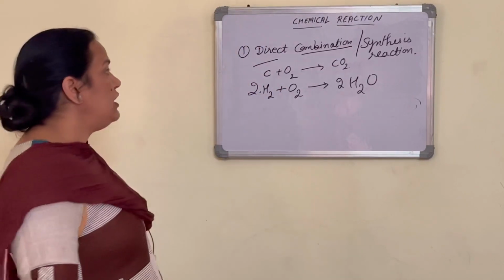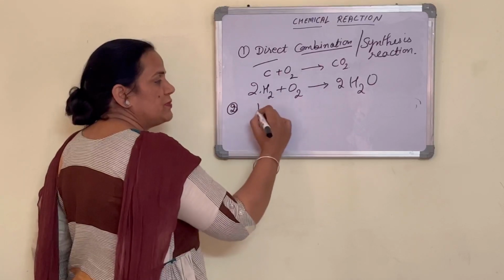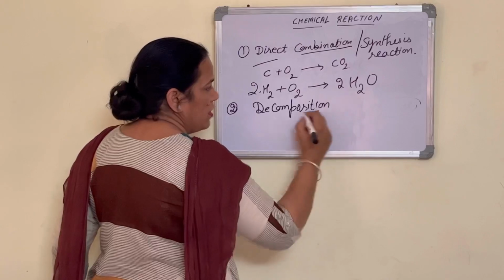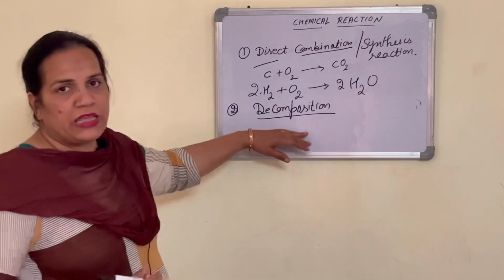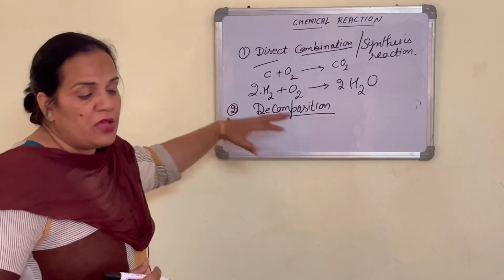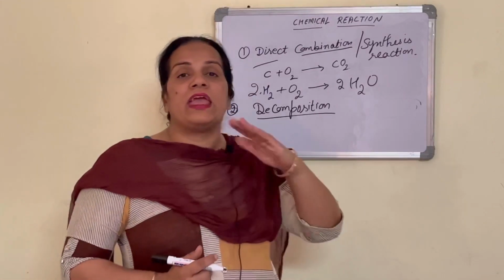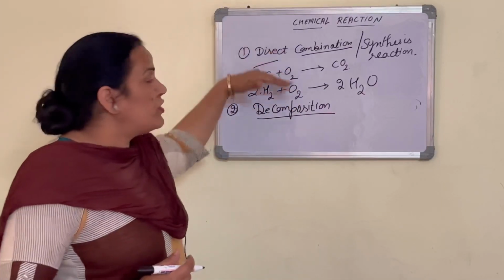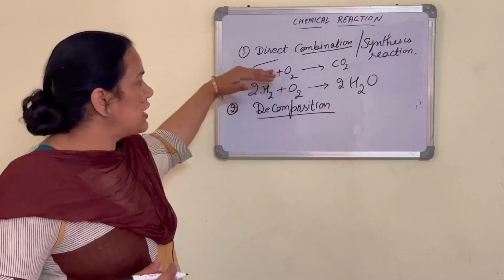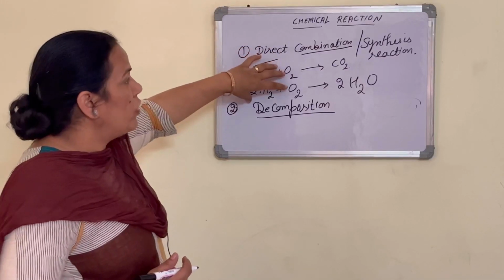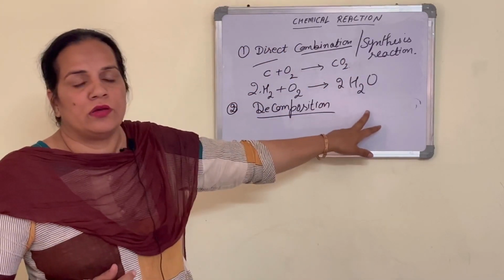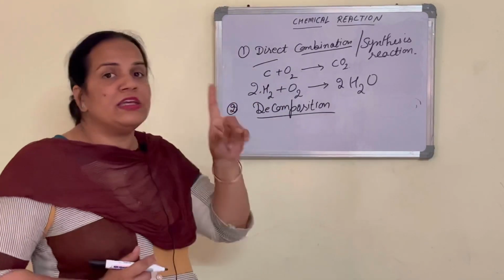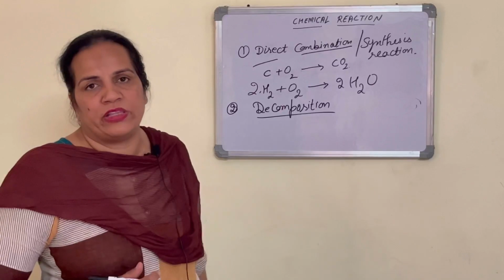Next one is decomposition reactions. As the name indicates, in decomposition, a bigger molecule breaks into simpler ones. It is the reverse of direct combination. In direct combination, reactants are more and the product is always one. But in decomposition reactions, the reactant is one and the products are more than one.